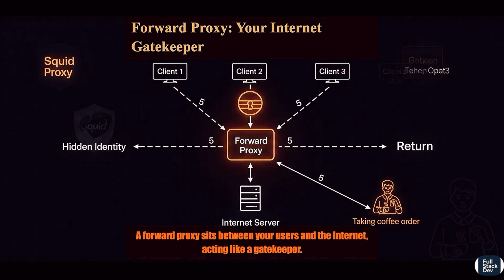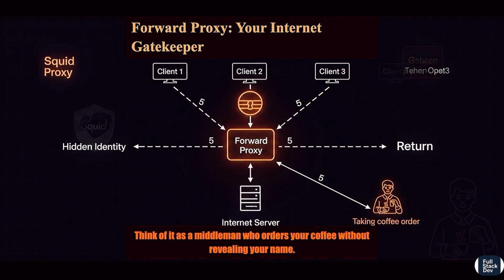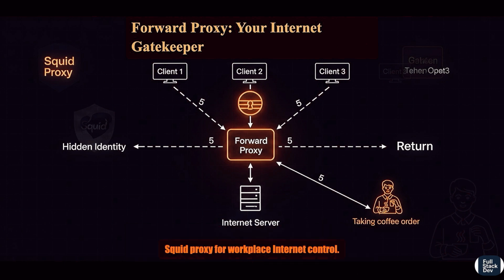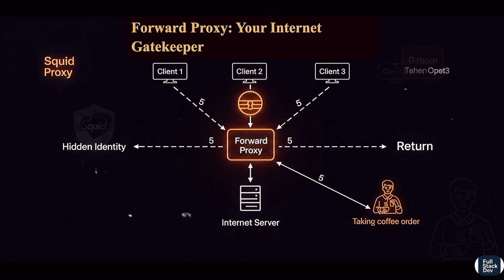A forward proxy sits between your users and the internet, acting like a gatekeeper. It forwards client requests, hiding their identity. Think of it as a middleman who orders your coffee without revealing your name. Companies use forward proxies to filter employee web access or anonymize traffic. Example: Squid proxy for workplace internet control. Great for security, but it can slow things down if misconfigured.